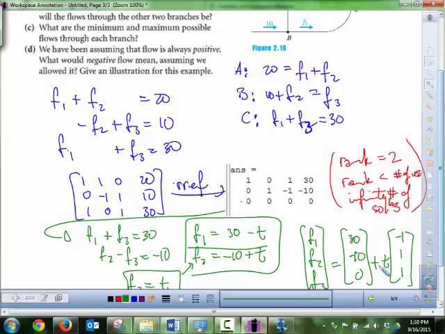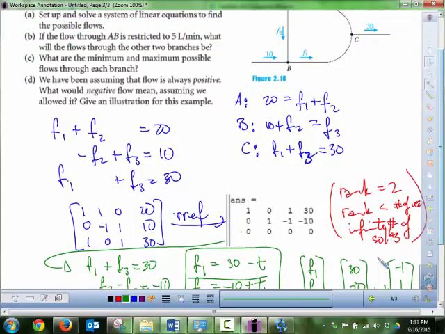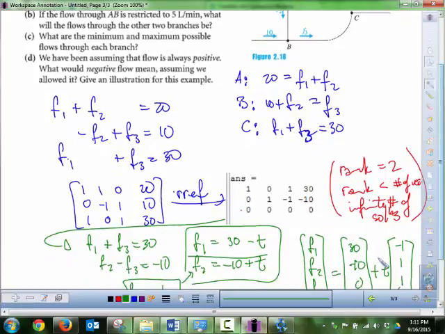Well, the t is the arbitrary variable, but in this scenario, and these are the questions that they're going to ask of us here, I think we're going to have to choose the correct values for t to be able to answer the questions that they have. All right. So part A is to set up and solve the system to find the possible flows. So here are possible flows.